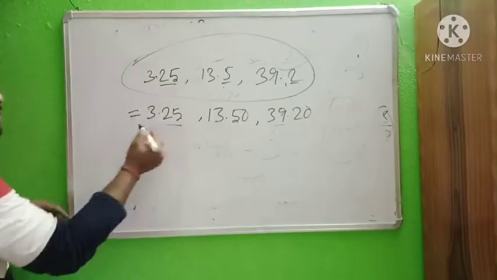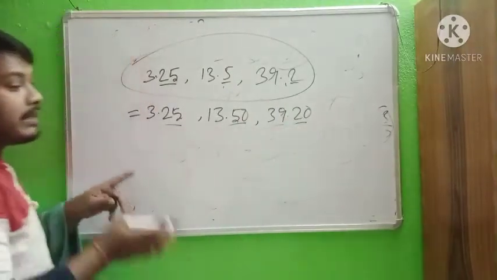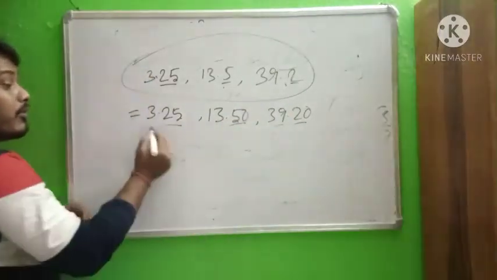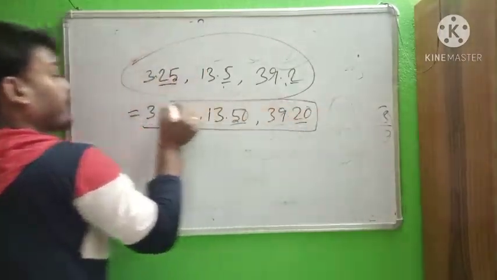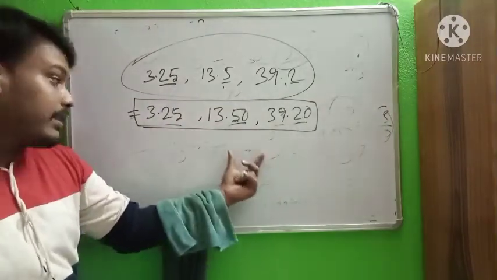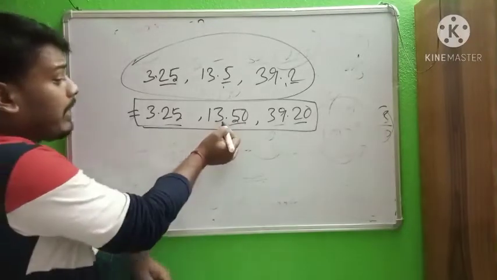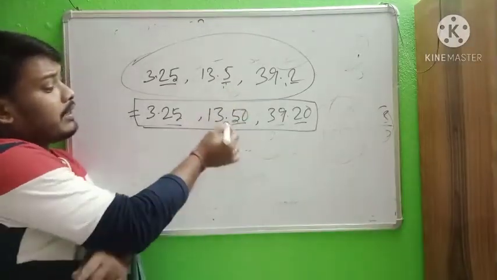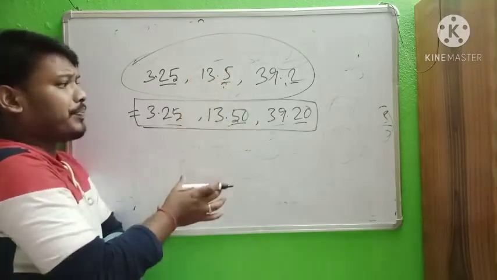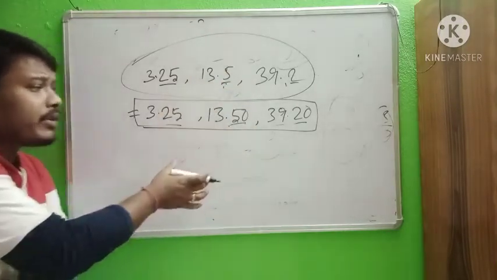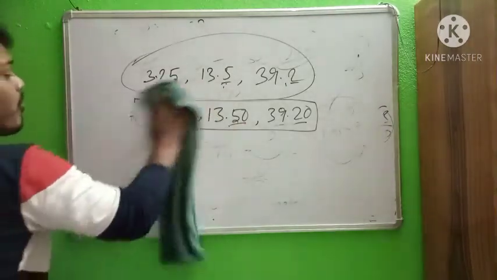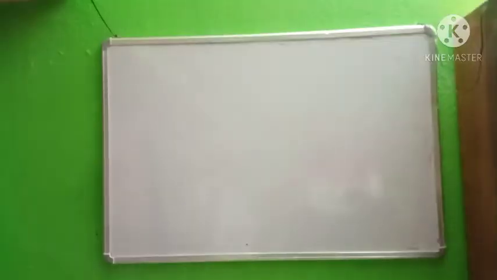Now every decimal number has the same decimal places. So these three decimals are like decimals, and the value of 13.5 and 13.50 is the same. So in this way we can convert unlike decimals into like decimals. Okay. Now comparing of decimals.